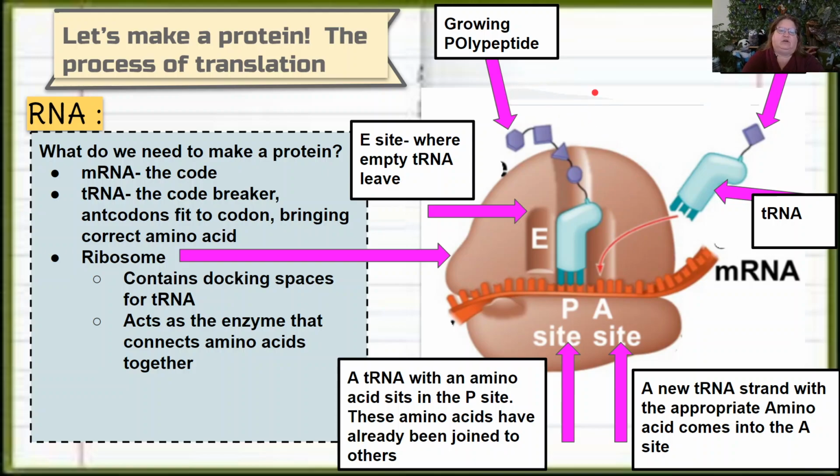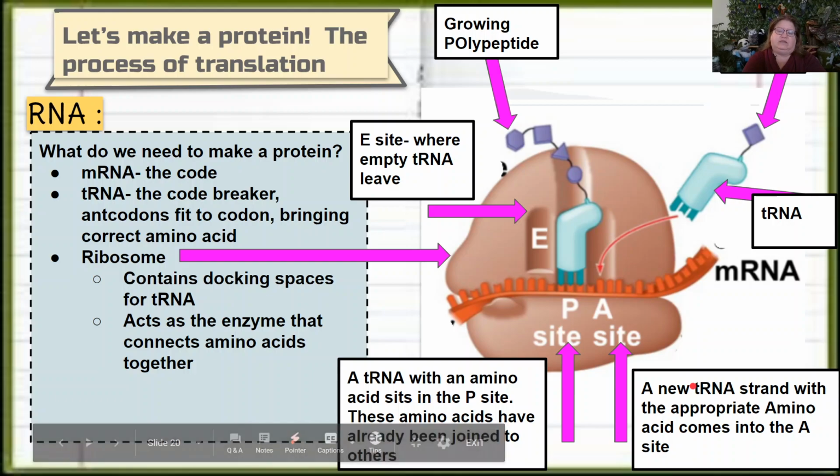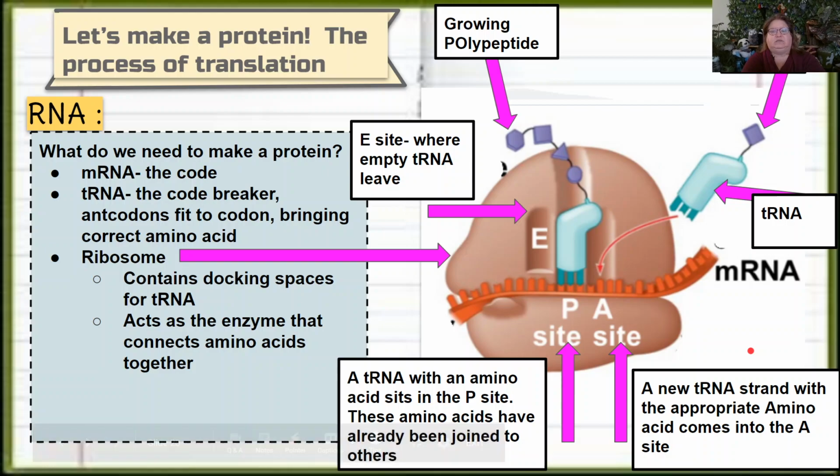So let's take a look at these. What we end up having is a space where the mRNA is going to line up, and that's going to be our code. Remember, the mRNA is our code. And so, along with our mRNA, we've got to have spaces where we can bring the right tRNA. And so we're going to have the right tRNA come up and bind to the right codon on the mRNA. So let's take a look at this. In our A site, we've got a new tRNA with the appropriate amino acid that comes into that spot.